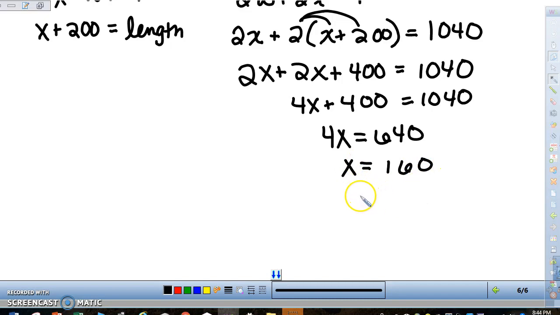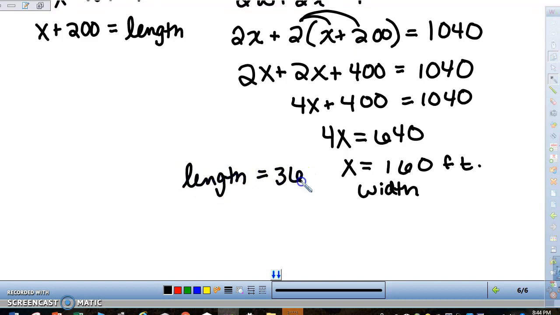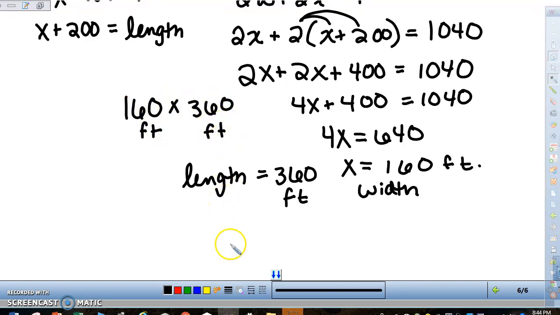So we get x to be 160, so that is our width. The width is 160 feet. And if the length is 200 feet longer than the width, then that means the length would be 360 feet. So altogether, our dimensions are 160 feet by 360 feet. A width of 160 and a length of 360.